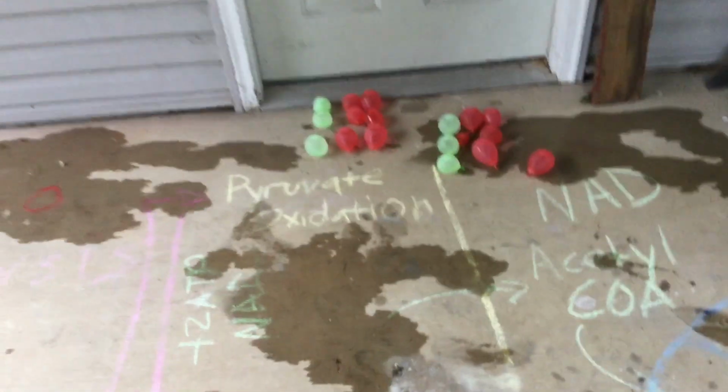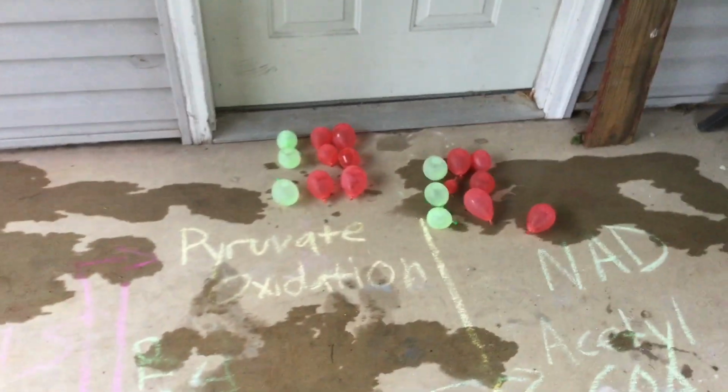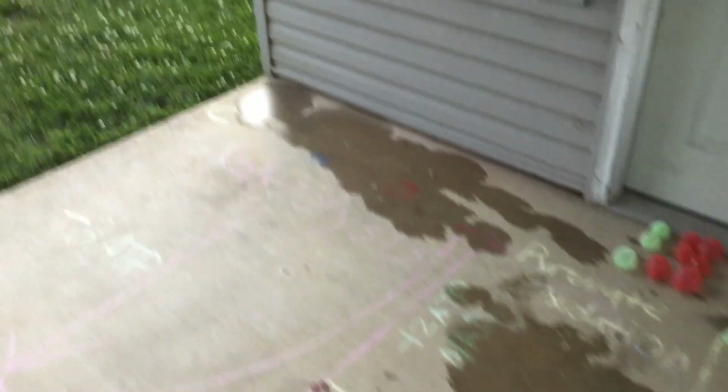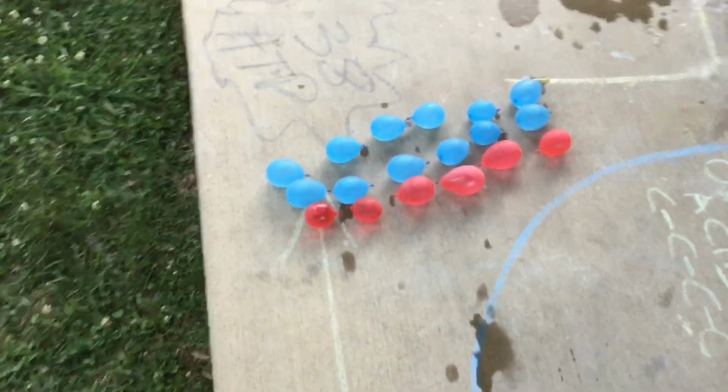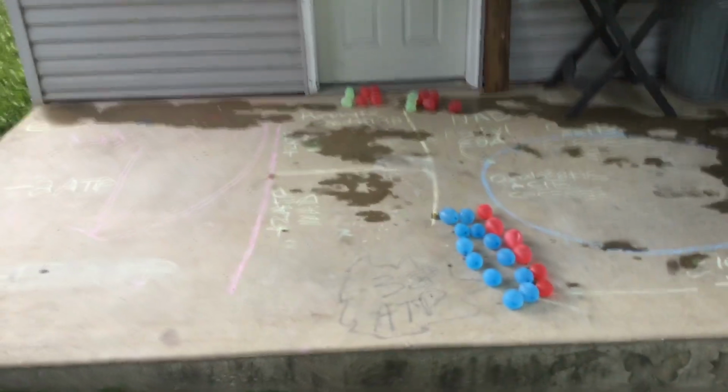Off camera I went ahead and completed that process for the other pyruvic acid. So now you can see we have our 6 CO2s, no more oxygen left, no more glucose left, and our 6 waters. And this is the simplified version of aerobic respiration.